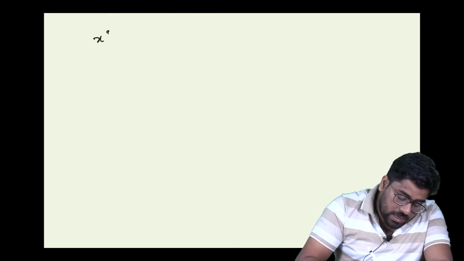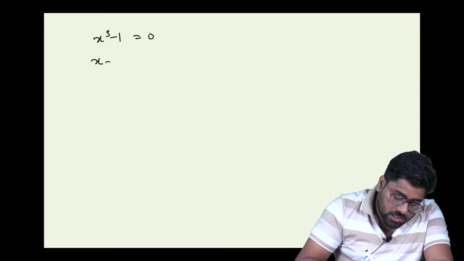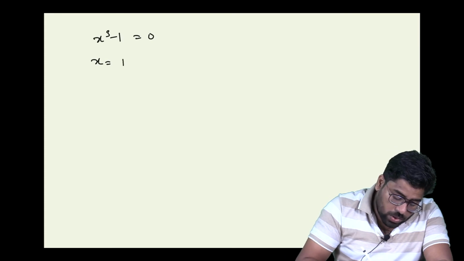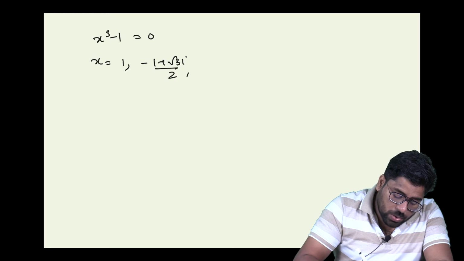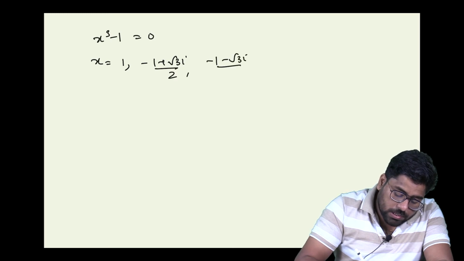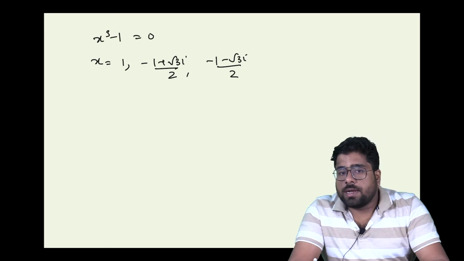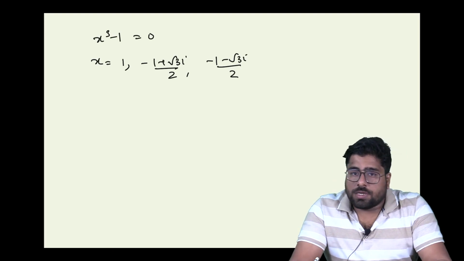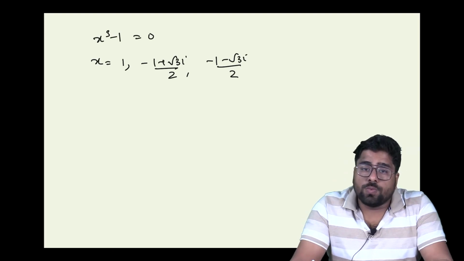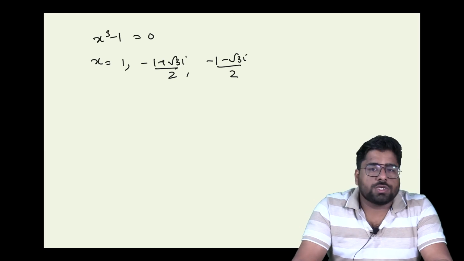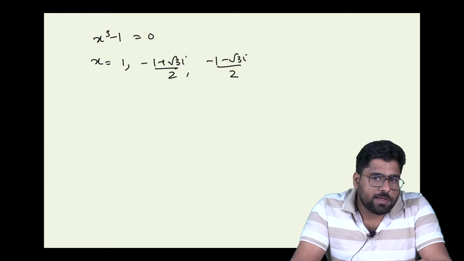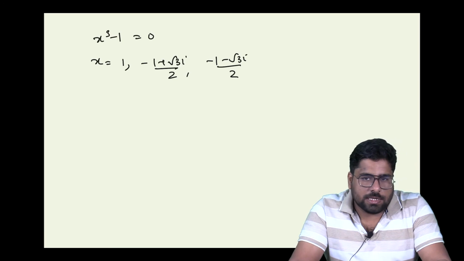When I say x cube minus 1 is equal to 0, what are the different values of x? x is equal to 1, x is equal to minus 1 plus root 3 i by 2, and minus 1 minus root 3 i by 2. These are the three different answers to my solution. This is a very important concept that you're supposed to remember, and it is called the cube roots of unity.